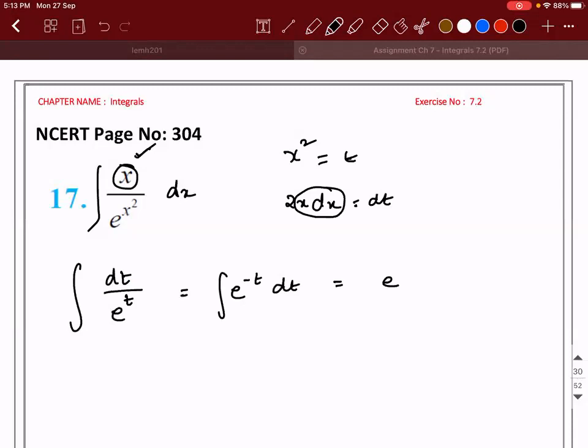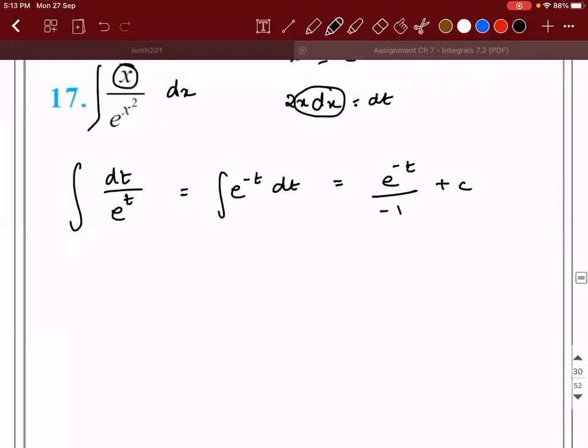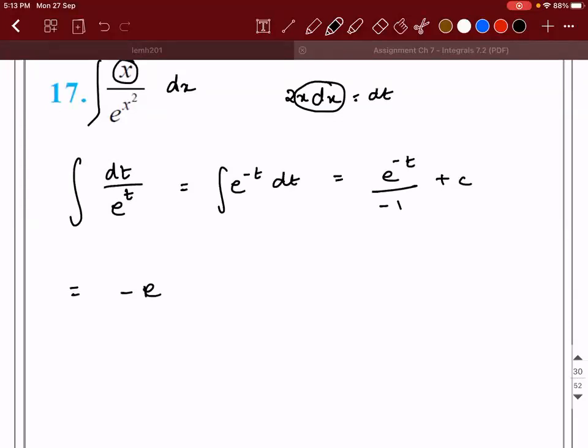So what is the answer? e power minus t by minus 1 plus c. Shouldn't it be dt by 2, sir? Yes, the 2 is there. So e power minus x square divided by 2 plus c. So we will get minus 1 by 2 e power minus x square plus c.